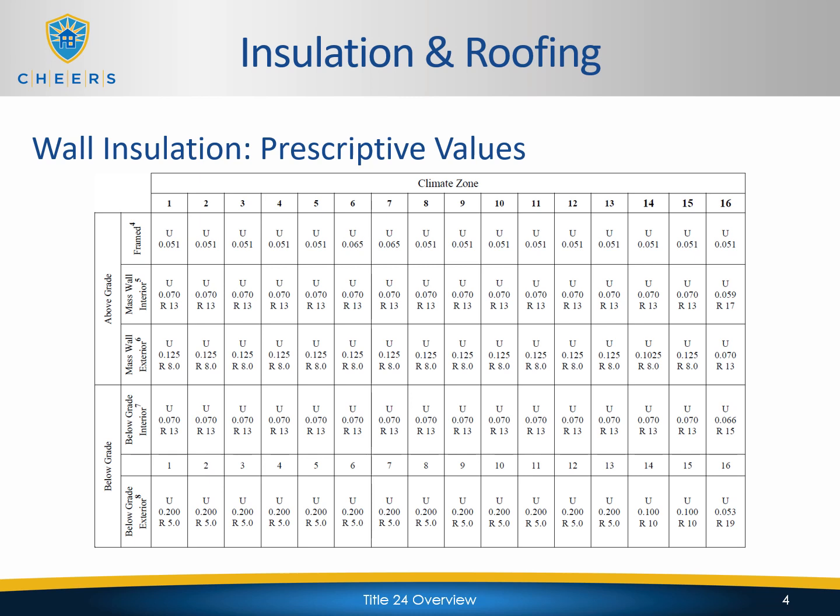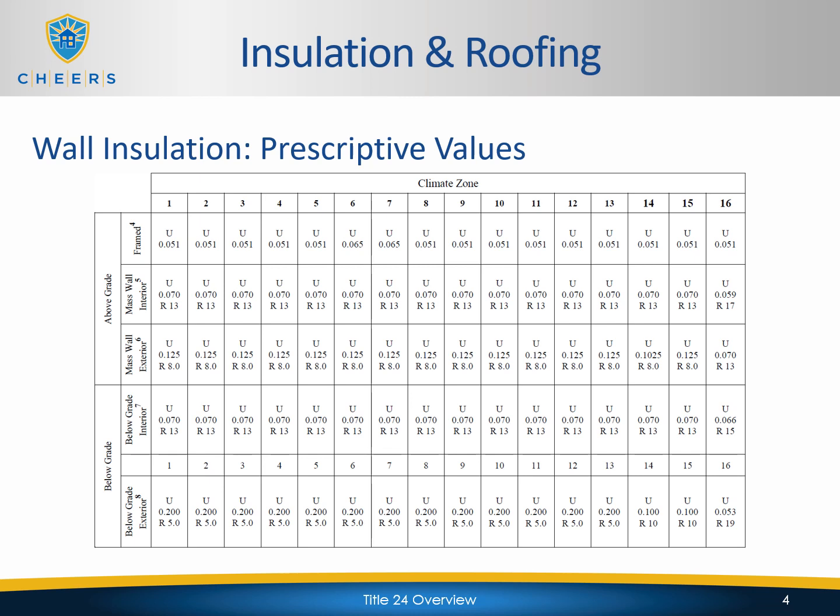So here we have the prescriptive values for wall insulation. In the table here, you'll see it broken down into above grade and below grade walls, and then further broken down into framed and mass type walls. Most commonly what you're going to find out in the field is going to be an above grade framed wall, and we have two different targets based on what climate zone we're in.